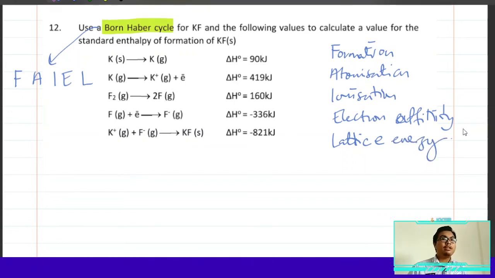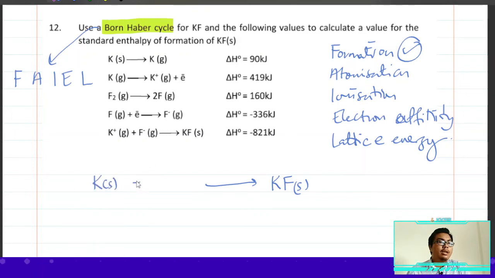Okay, so let's try to build one together. Okay, so untuk ni kita akan mulakan dulu dengan kita punya formation. Okay, so formation is simple. Kita just ambil the element that will be used to form KF solid. Okay, so KF solid ni is formed from elemen apa? Okay, so kita ada K, potassium. Potassium memang dalam bentuk solid lah, K solid. And then kita punya fluorine, fluorine will always come from fluorine gas.